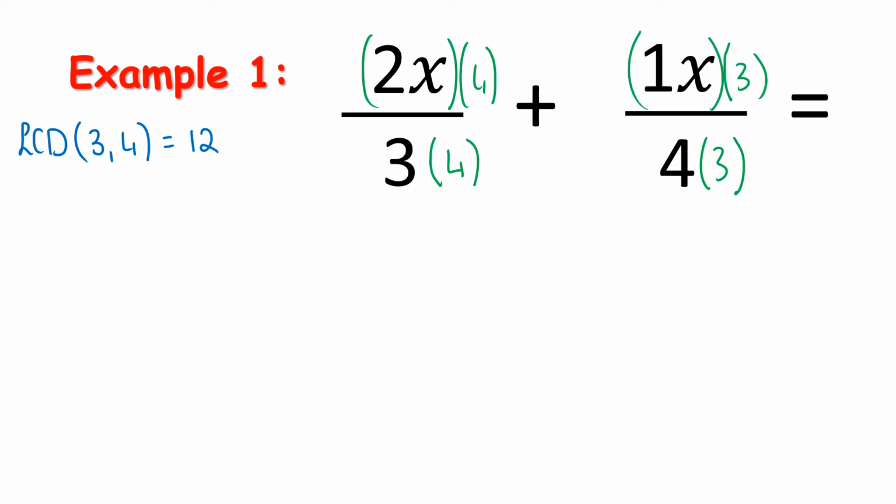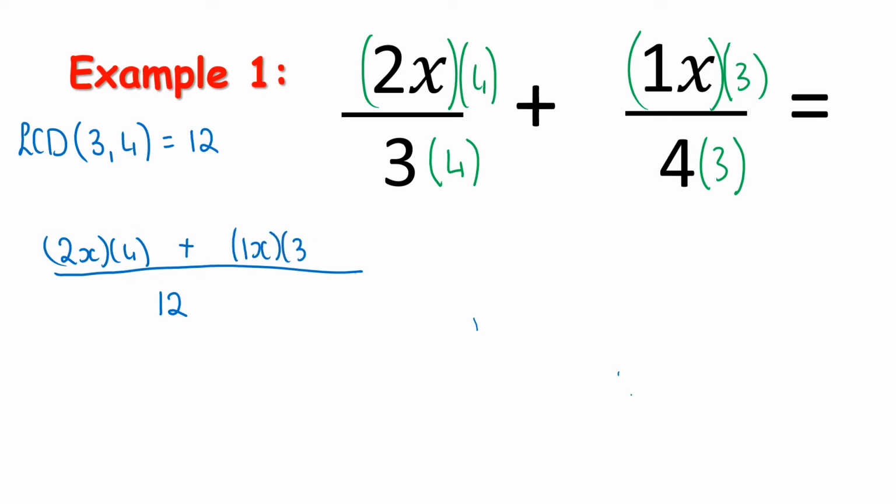So I found my lowest common denominator. I've now made equivalent fractions with that lowest common denominator. I now combine. So my denominator is 12 and I'm combining 2x times 4. And it doesn't matter if you wrote that 4 before or after. Remember, multiplication is commutative. Order doesn't matter. Then we have a plus, and then there's a 1x times 3.